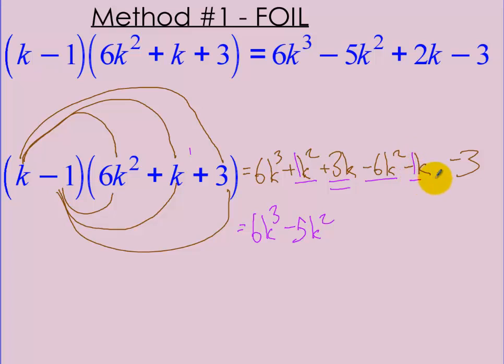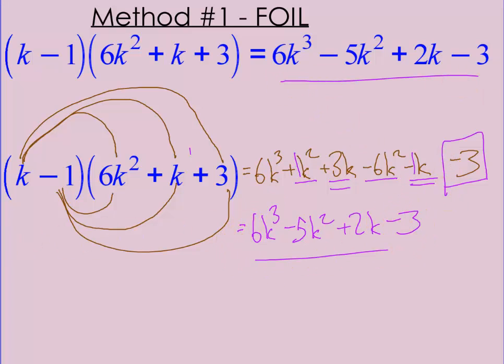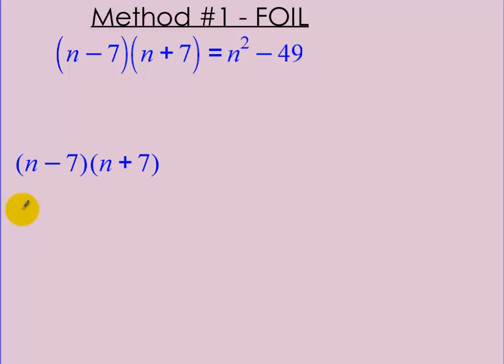3k and negative 1k are going to combine to plus 2k, and then you have a minus 3, so minus 3, which matches what I got above. The next one, this is where it disappeared, so what happens here?